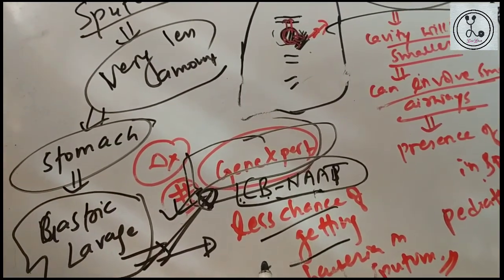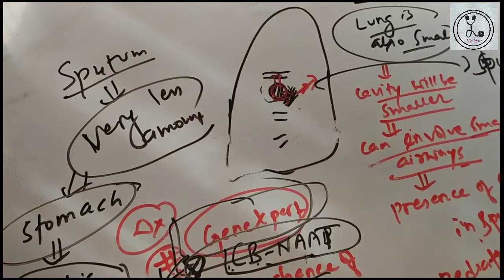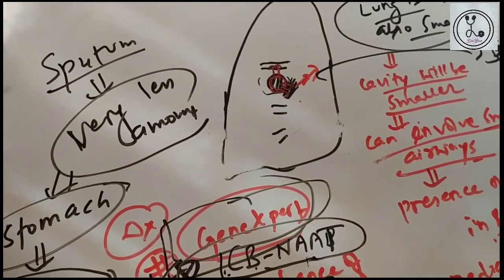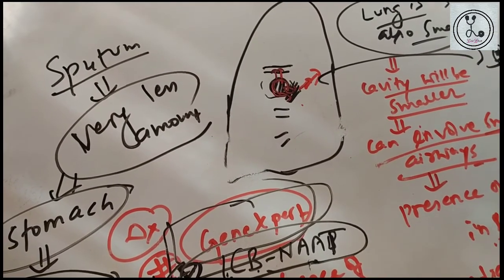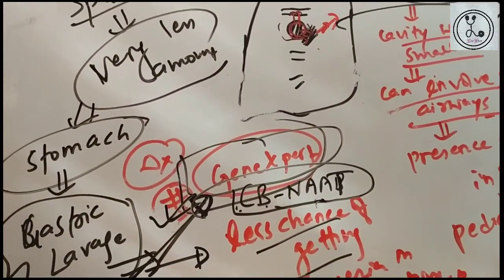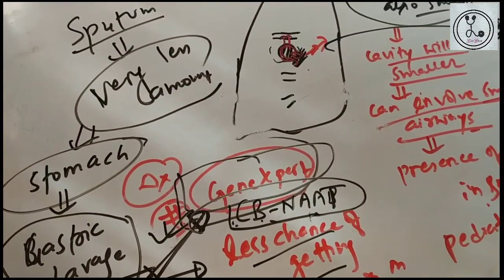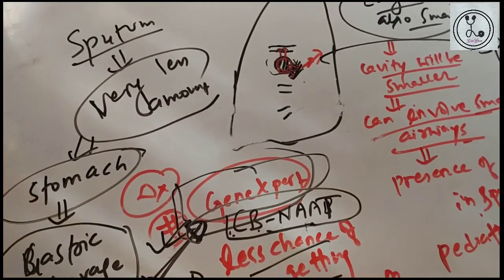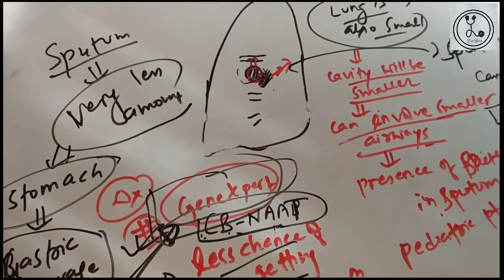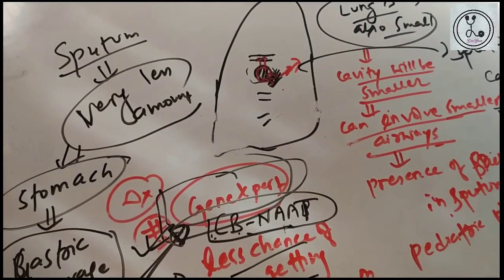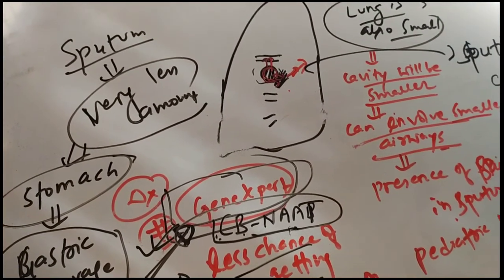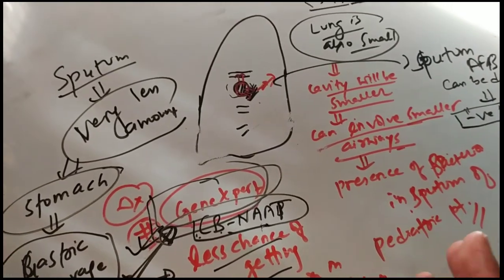So in the pediatric population you should always prefer the gene expert test, and if the child is able to give you a sputum sample, then that is good. If the child is not able to give you the sputum sample, you can take the gastric lavage. But the sensitivity of the sputum test is very low, as the number of bacteria in the sputum will be very small, and there can be no bacteria in the sputum at all. So these are the things that you have to know from the pediatric point of view.